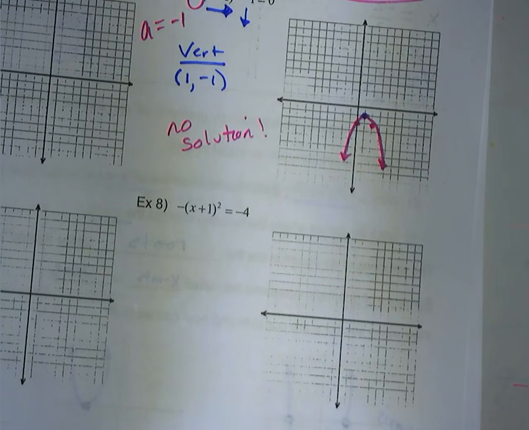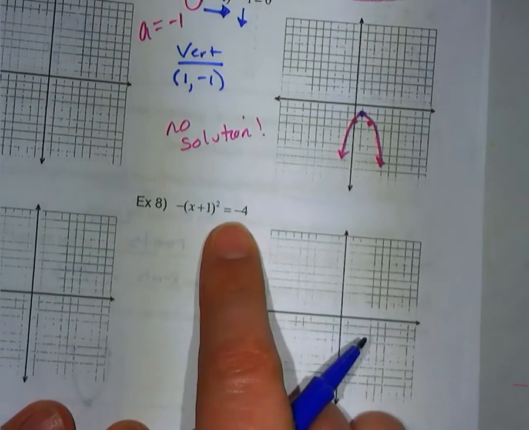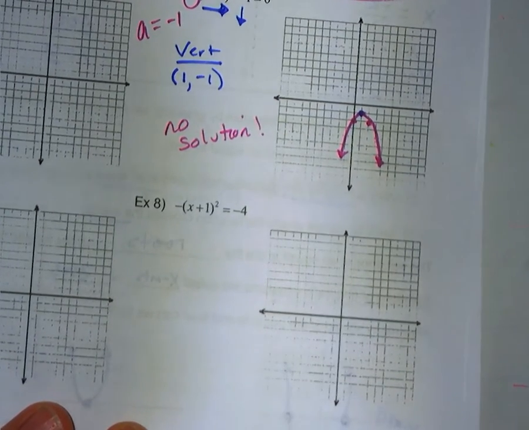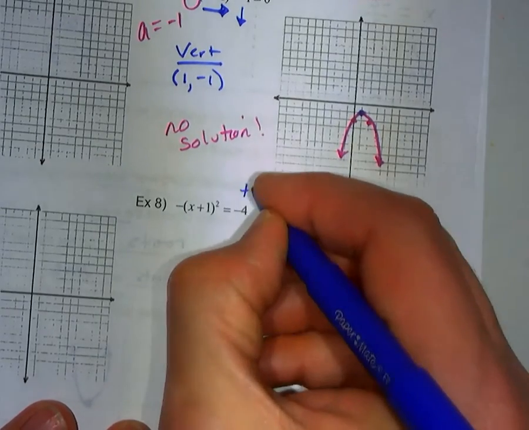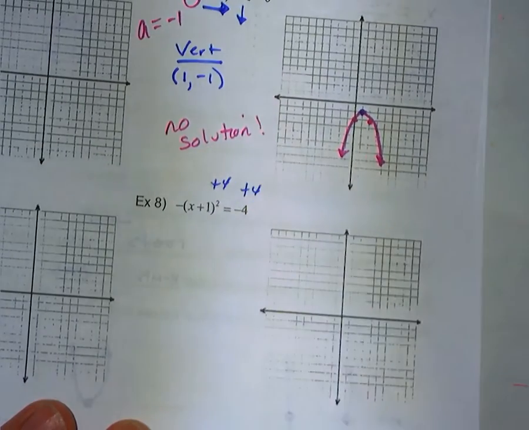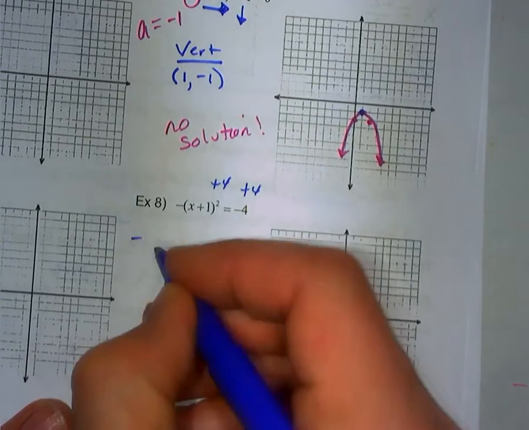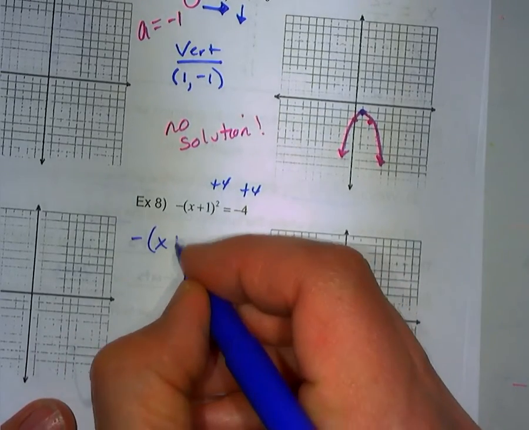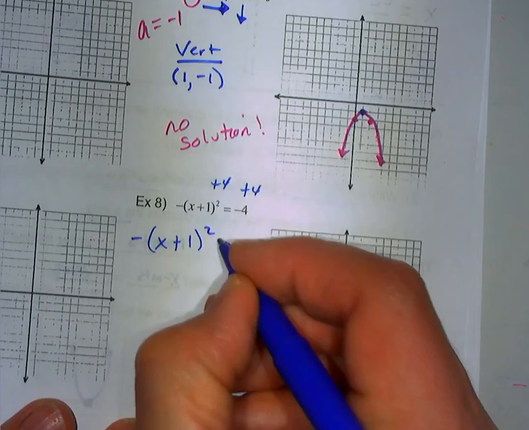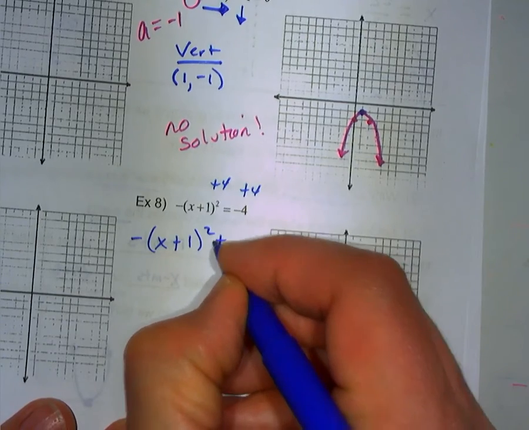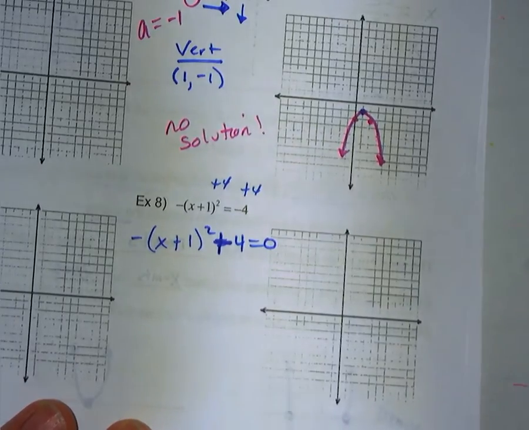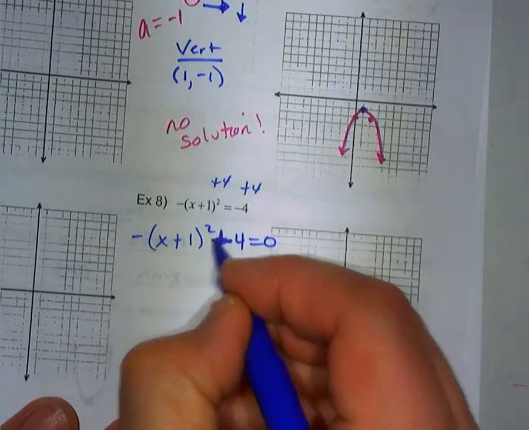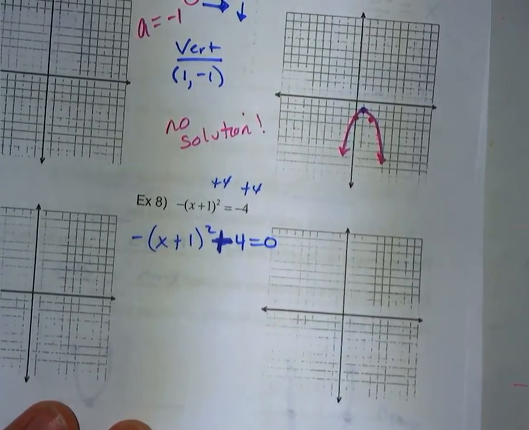Example 8. Do you have equal to 0? No. So the first thing is always get your stuff equal to 0. So I'm going to go ahead and add this guy over. So now I have the opposite of the quantity of x plus 1 squared. And then I've added this 4 over. So that's plus 4, and now equal to 0. That's a plus 4. So far, so good?